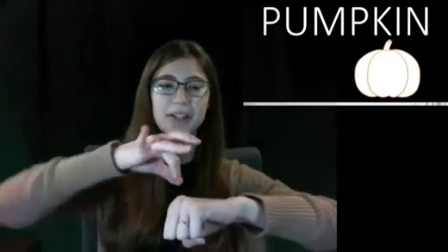Pumpkin. Non-dominant hand in an S hand shape, palm down. And with your dominant hand, you are just going to flick the top of it twice using an 8 hand shape. Pumpkin.